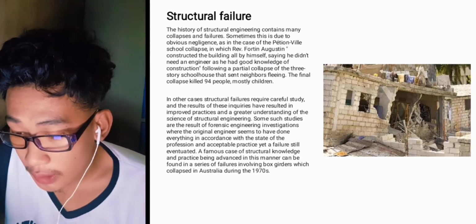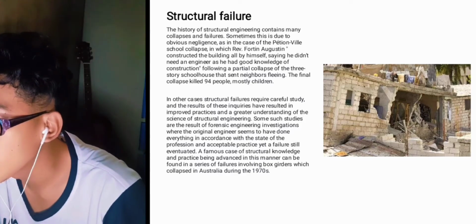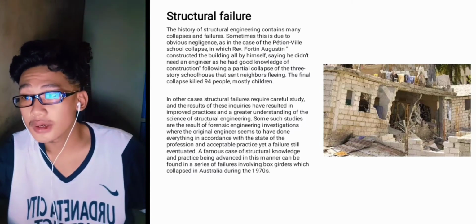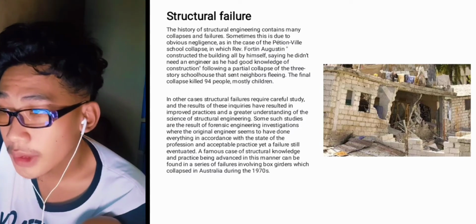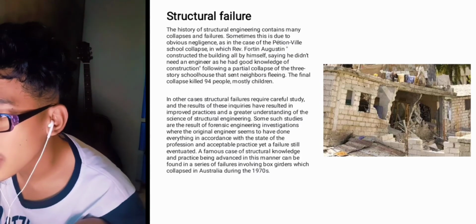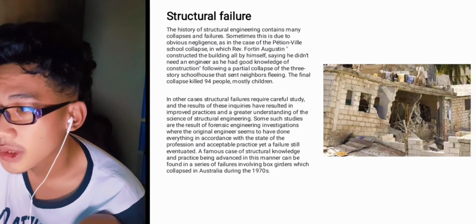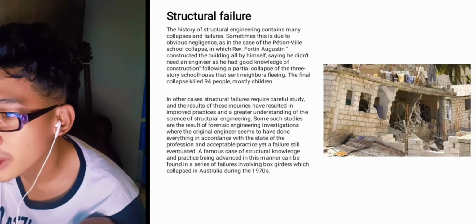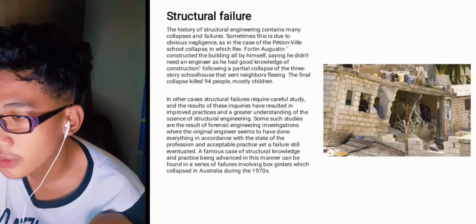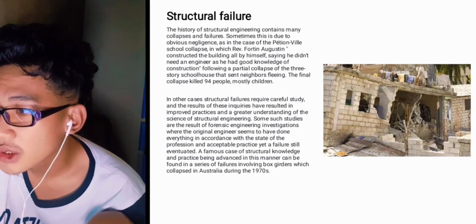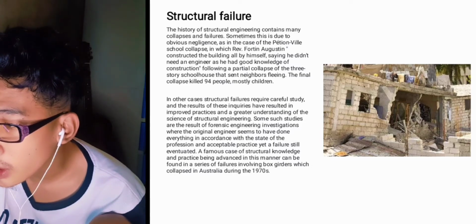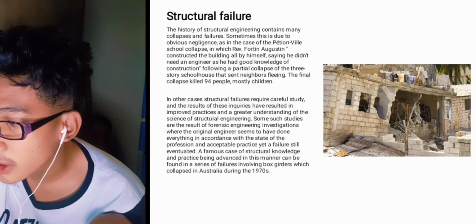Next is structural failure. The history of structural engineering contains many collapses and failures. Sometimes this is due to obvious negligence, as in the case of the Pemberton Mill collapse, in which Rev. Augustine constructed the building all by himself, saying he did not need an engineer as he had good knowledge of construction, following a partial collapse of the 3-story schoolhouse that sent neighbors fleeing. The final collapse killed 94 people, mostly children.